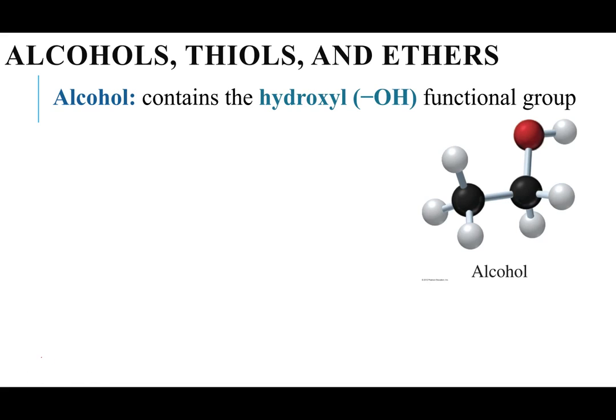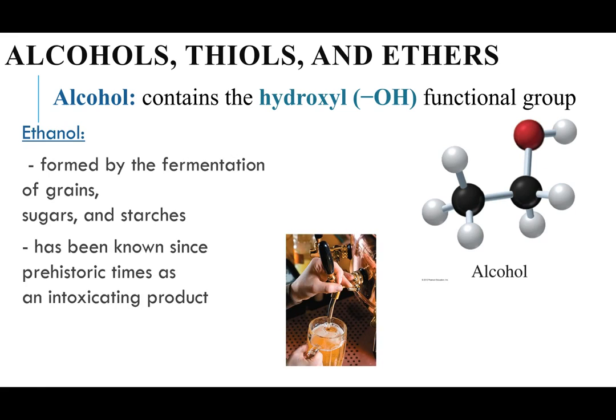attached to a carbon. Let me get my pointer here. So here we see an organic molecule. We've got one carbon atom here with 3 hydrogens. It's attached to another carbon atom here, hydrogen, hydrogen. And this would be an example of our alcohol group here. It's an O and an H. So that's how we identify alcohols.